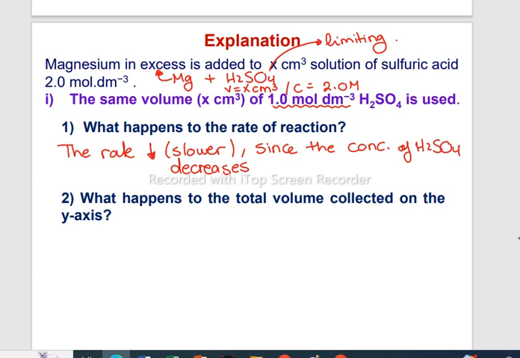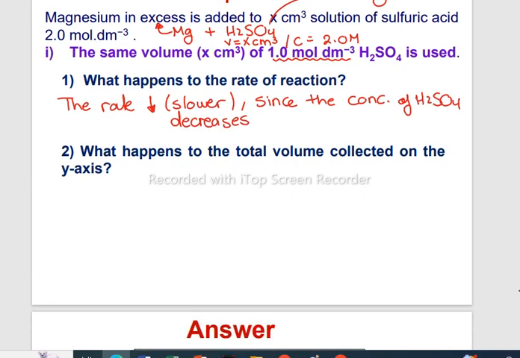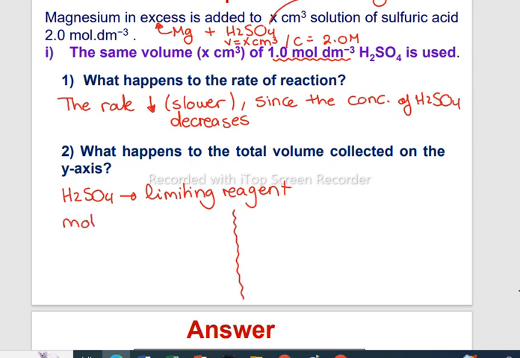Now for the second question, what happens to the total volume collected on the Y? Now the change that takes place is for the H2SO4, and H2SO4 is actually a limiting reagent. So this is a limiting reagent, so I need to look for the mole number. I'm going to calculate the mole number as before and after. So mole before, and I'm going to do the mole after as a change.